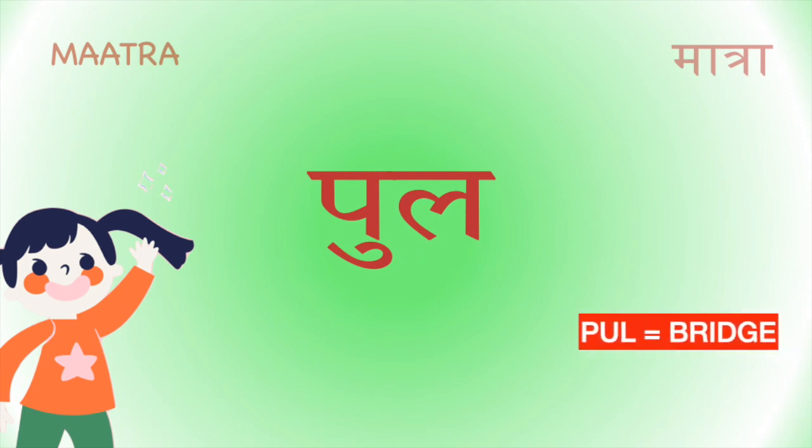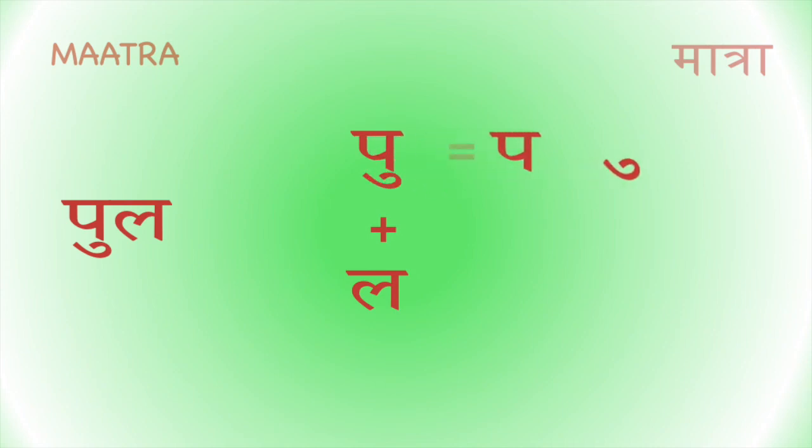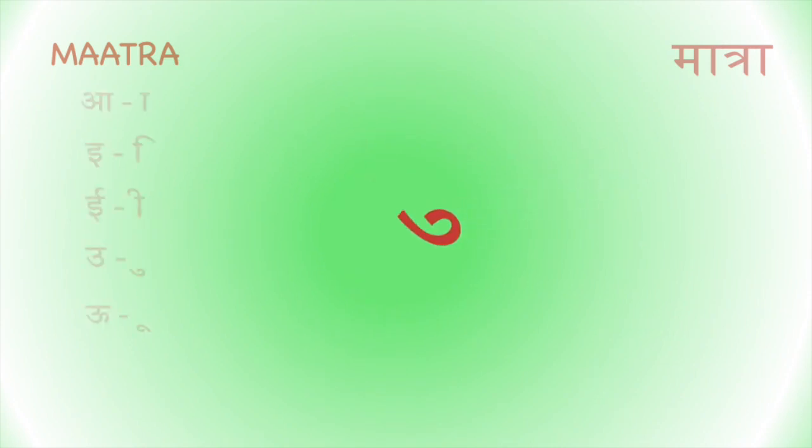Pull. Pull is not the English pull, but it means bridge. Pull is formed by adding pu to l. Pu to l. And let's see how pu is formed. It's formed by adding the choti u ki matra to the letter p. Yes, this is choti u ki matra.